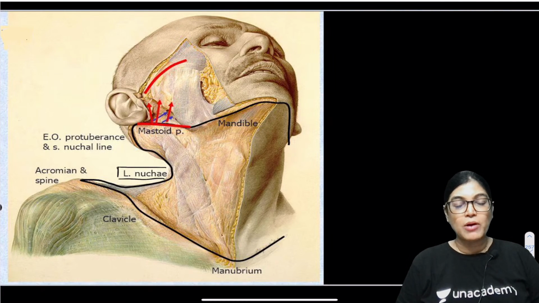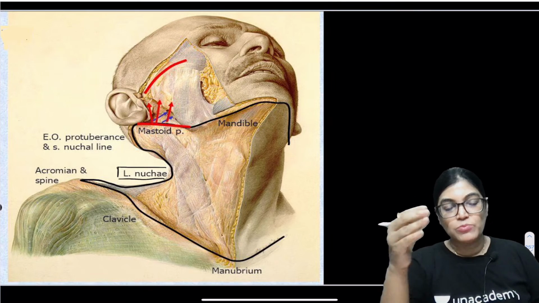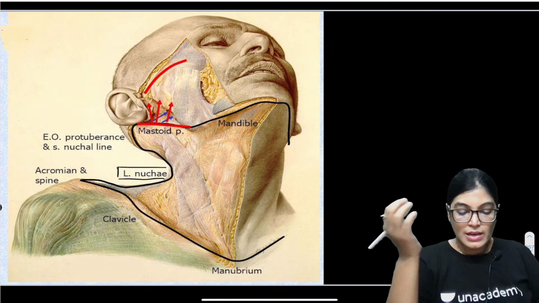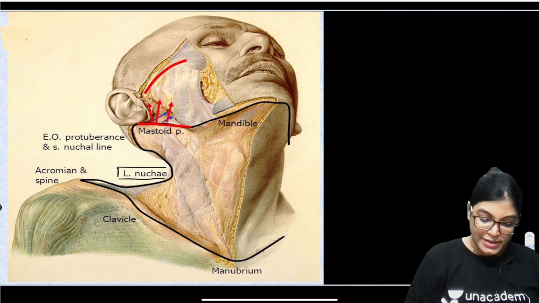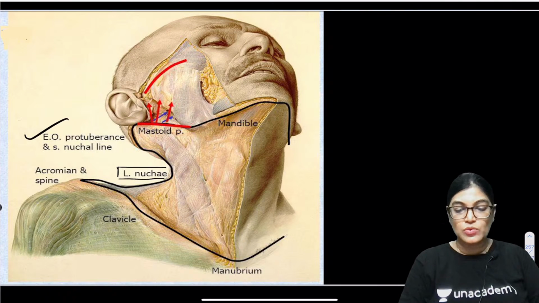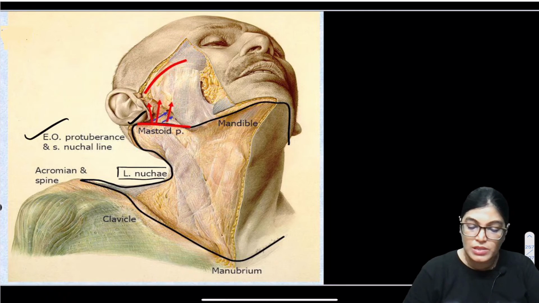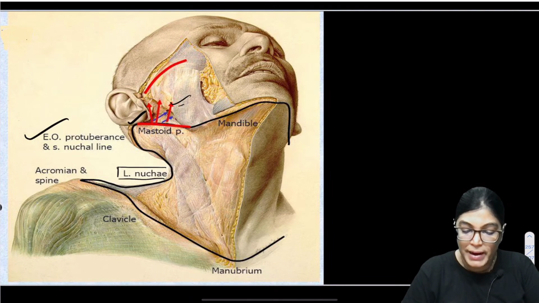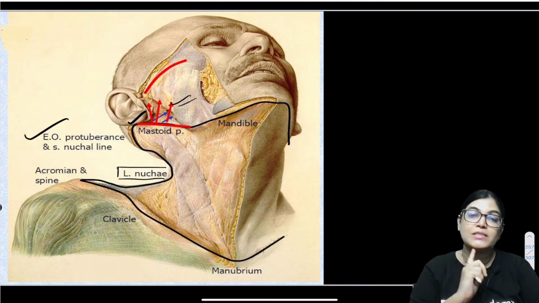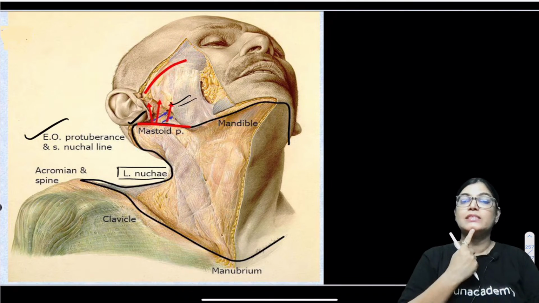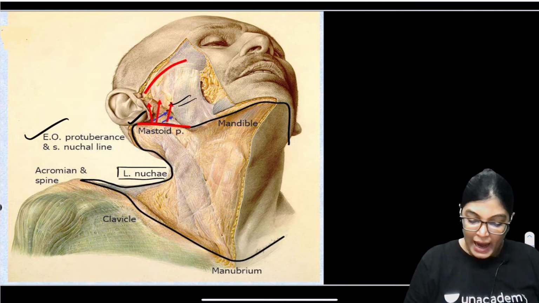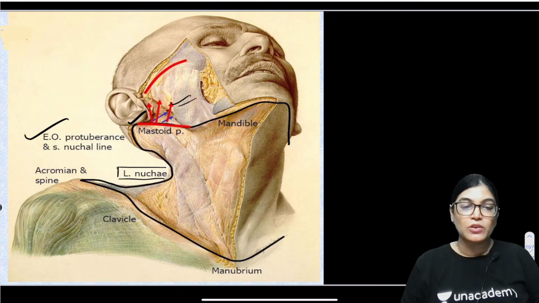When we are talking about its attachment as we move from behind to forward, it is attached to the following structures: external occipital protuberance, nuchal line, mastoid process. As you can see, it is attached to the mastoid process. Then it also gets attached to the zygomatic bone and to the lower aspect of the mandible till the level of symphysis menti in the midline.